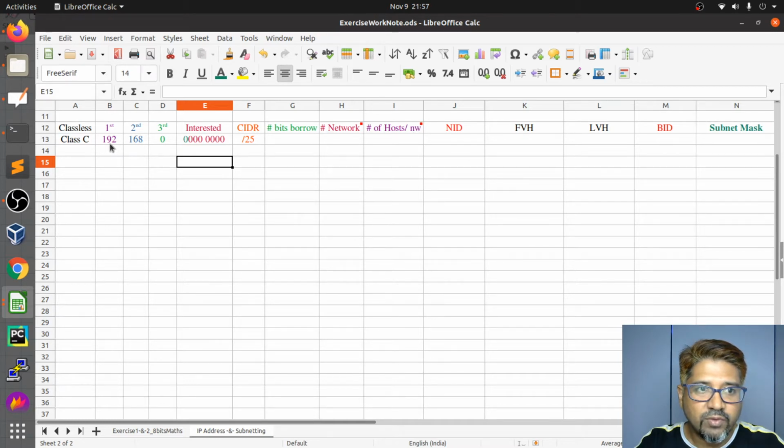So it's going to be 192.168.0 and 1 bit for the network. That's going to be constant, working as a network bit. The remaining 7 bits are going to work as host bits. If you borrow 1 bit, the network bits are going to be 24 plus 1, which is 25. So the CIDR is going to be 25. That's why it's called classless inter-domain routing.